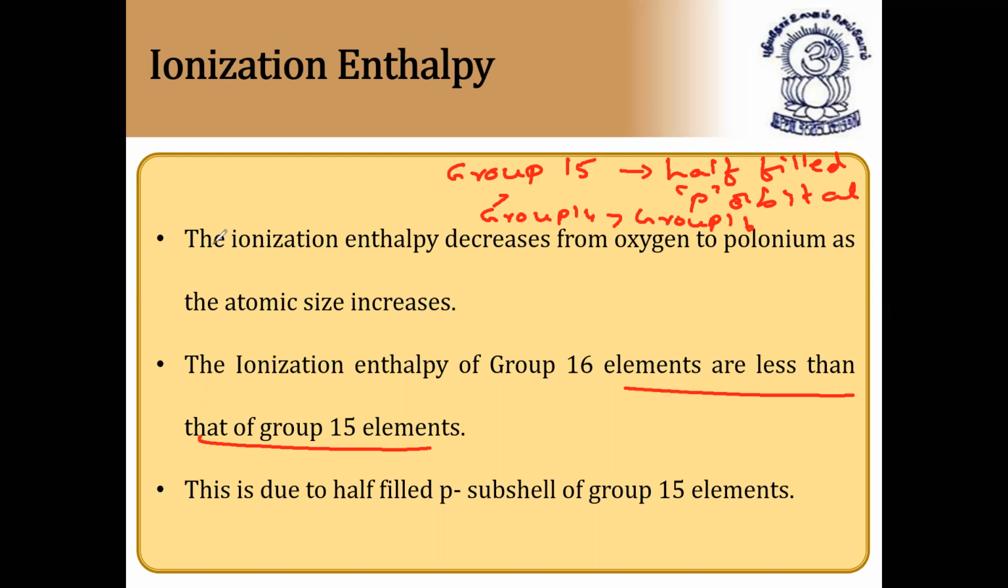For example, if they give a question based on this, you can frame it easily: arrange the following in decreasing order of ionization enthalpy. They'll give nitrogen, oxygen, carbon from group 14, and some other element, sulfur for example. Let us take these four. First group 15, nitrogen, then group 16, oxygen, then sulfur, then carbon. Oh no, sulfur will come later because it is the second element in group 16.